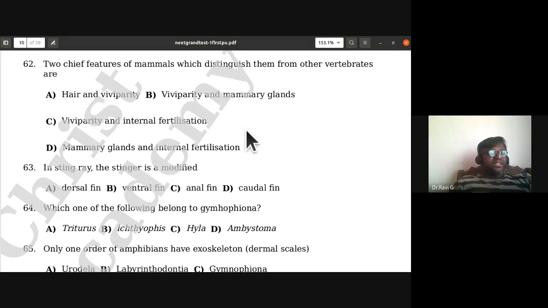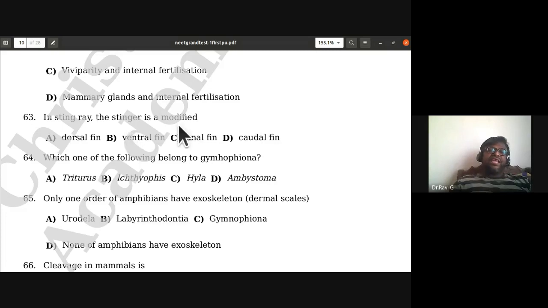Okay. 63rd, in a stingray, the stinger is a modified: is it dorsal fin, ventral fin, anal fin, caudal fin? So 63rd, the answer is A. So dorsal fin is the right answer.